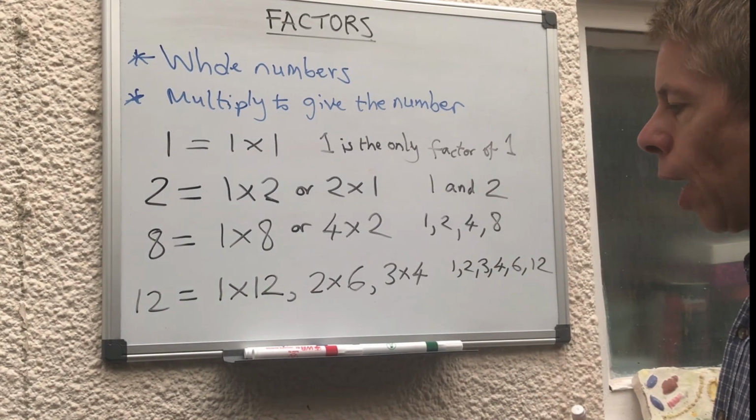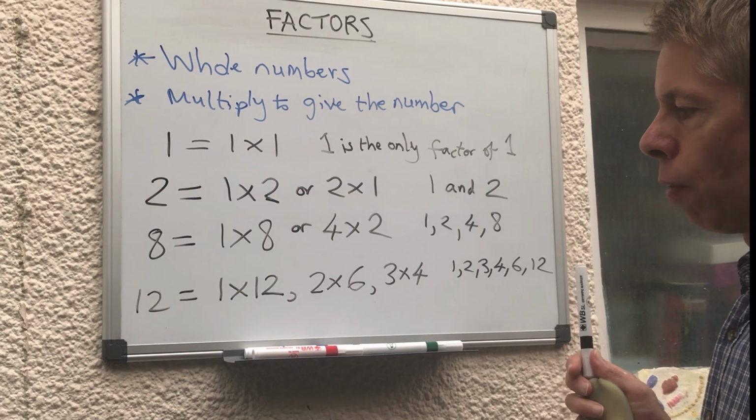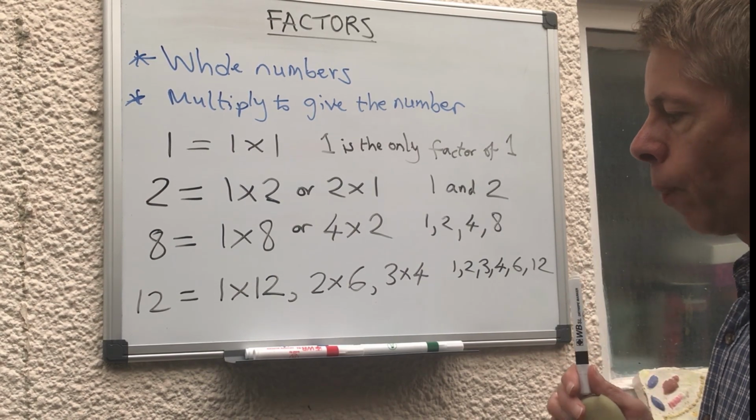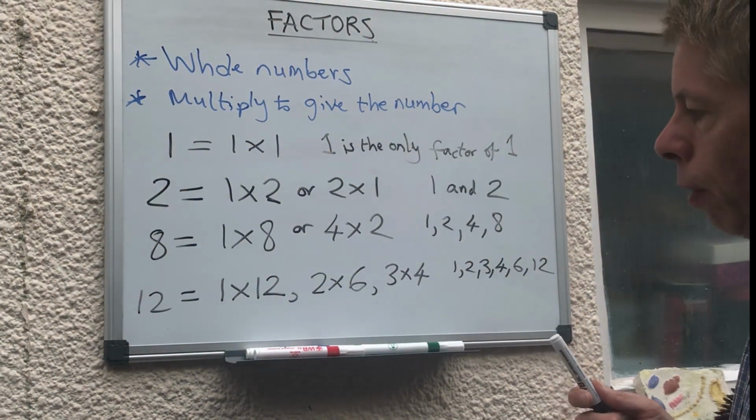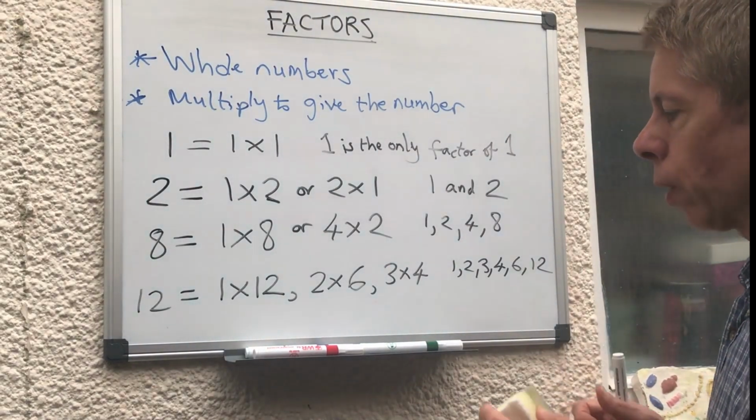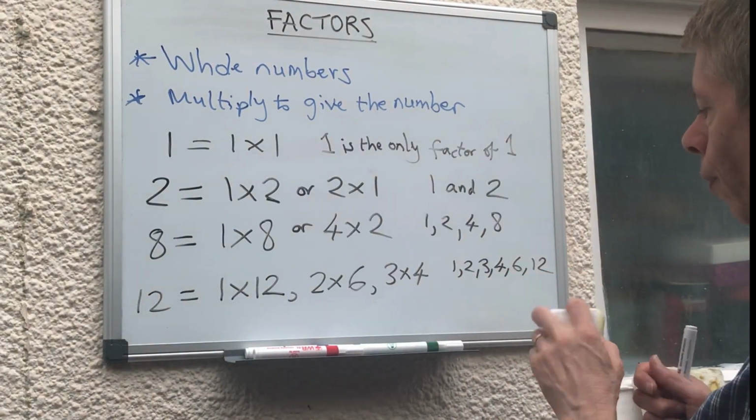As we're potentially running out of space, from now on when we do the factors of a number, we're just going to do the factor pairs. We're not going to worry about putting this little list here.